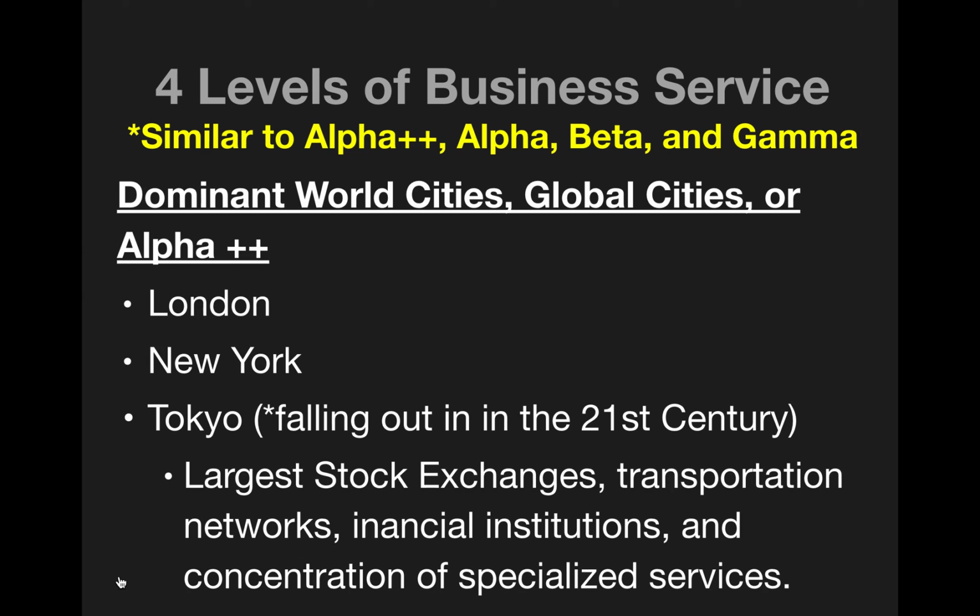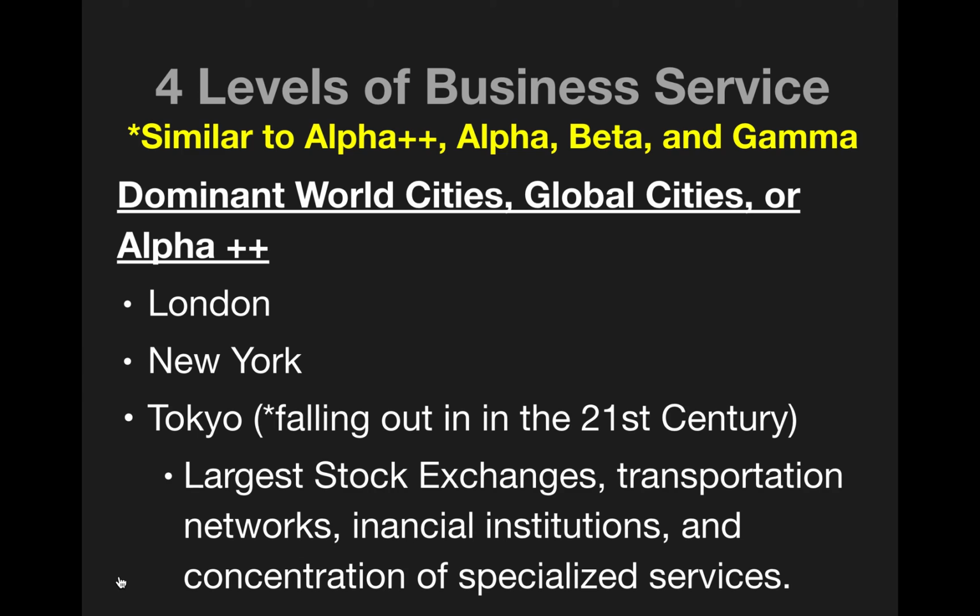And when we look at these three areas of the world, they have the largest stock exchanges. New York City has three of the largest stock exchanges: the NASDAQ, the S&P, and then the New York Stock Exchange. Tokyo has the Nikkei, and London has the London Stock Exchange. Again, they have the largest stock exchanges.